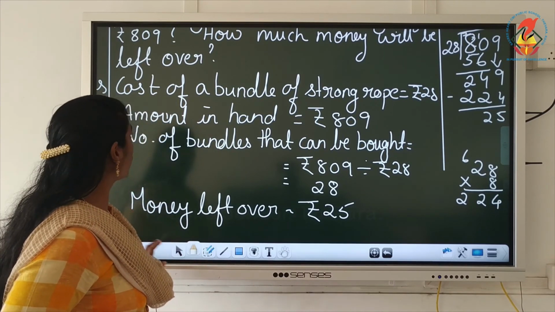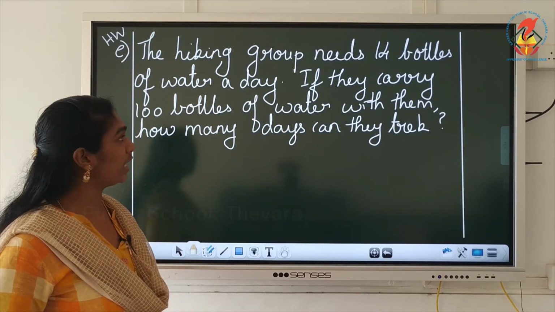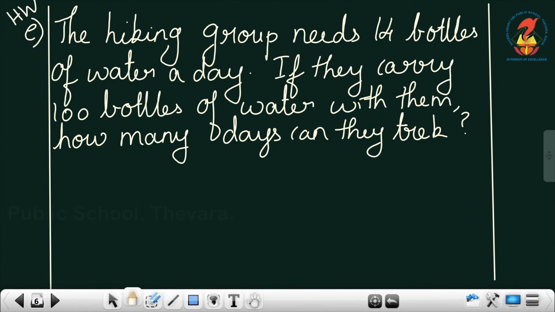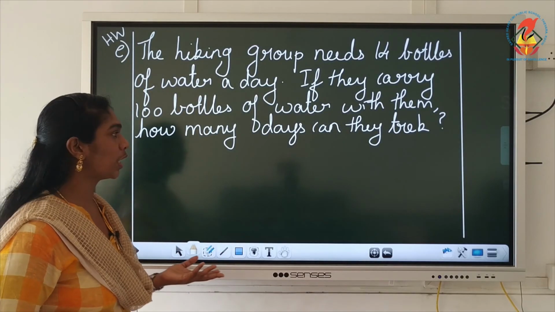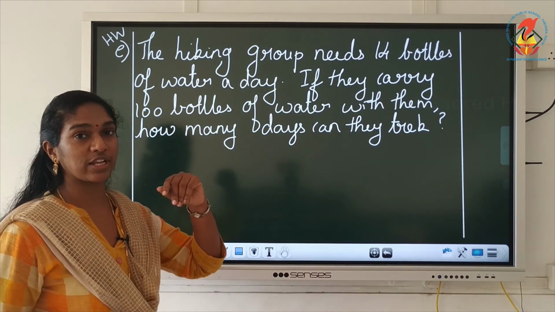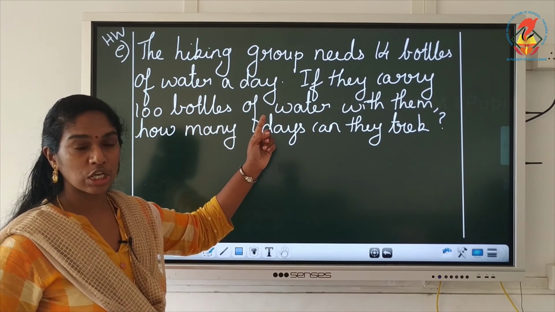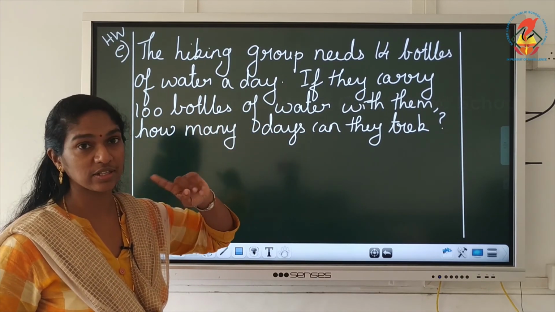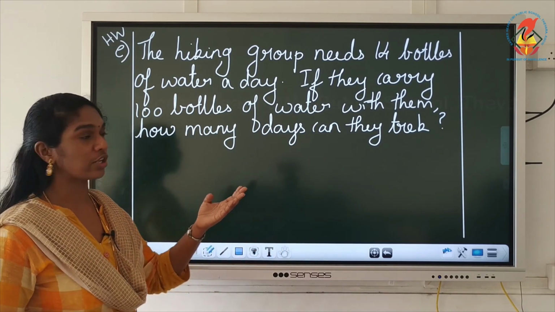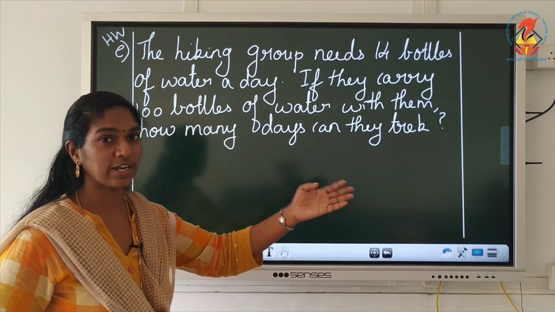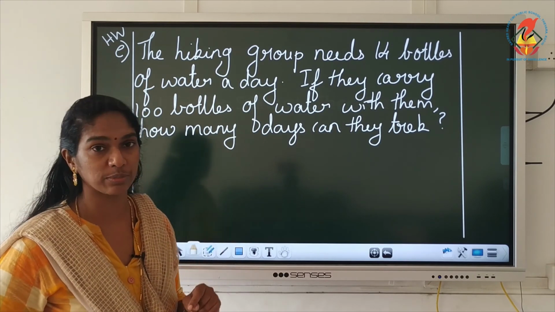Now you have a homework question here. That is question number E. A hiking group needs 14 bottles of water a day. In one day, 14 bottles. If they carry 100 bottles of water with them, how many days can they trek? Trek means trekking, climbing up mountains, hiking, all the same. For one day they need 14 bottles. They are carrying only 100 bottles with them. So, how many days can they trek? You have to find the number of days. You have to divide and get the answer and decide whether you have to use the remainder or not.